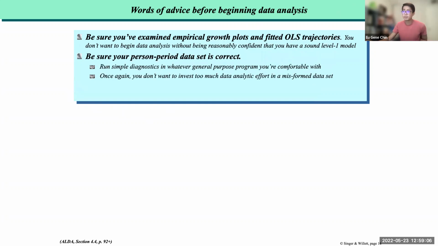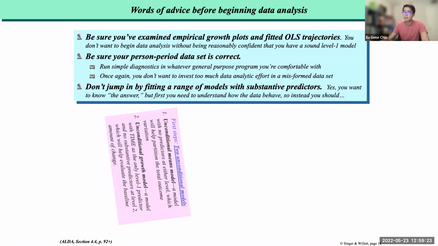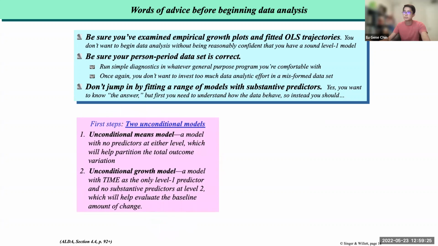Be sure your person period data set is correct as well. Run some simple diagnostics to make sure you don't have a data set with errors in it. Don't jump in by fitting a range of models with all kinds of predictors. What we should do really, and this will be covered in other videos, are first 2 steps. First of all, you should fit an unconditional means model. This is a model with no predictors at level 1 or level 2.